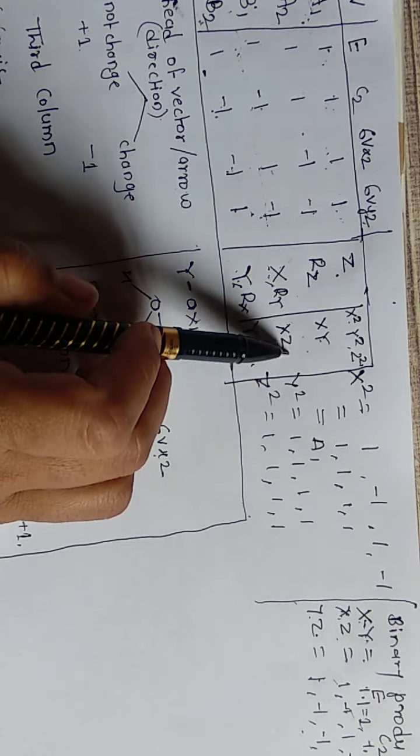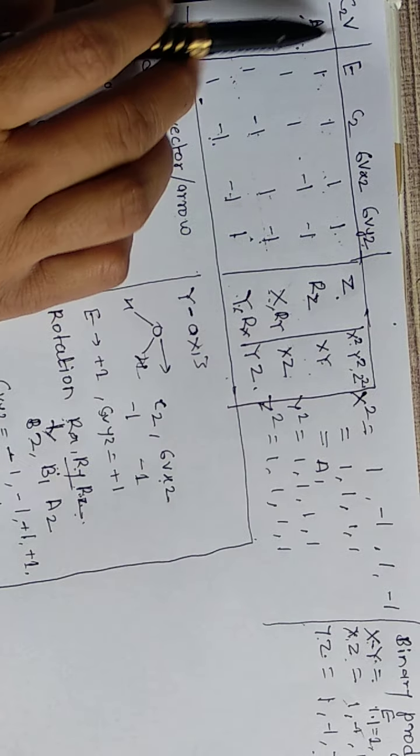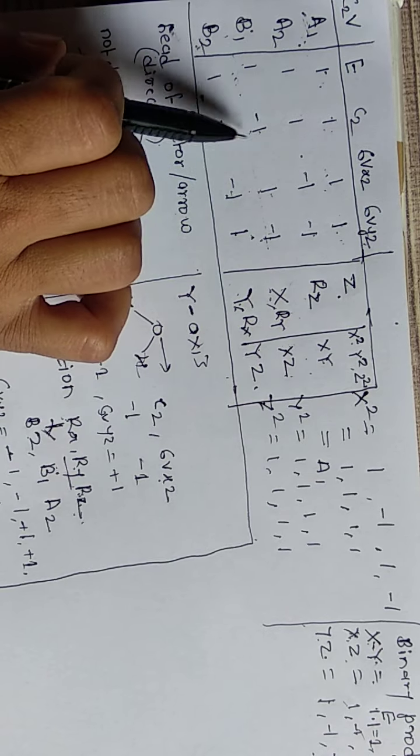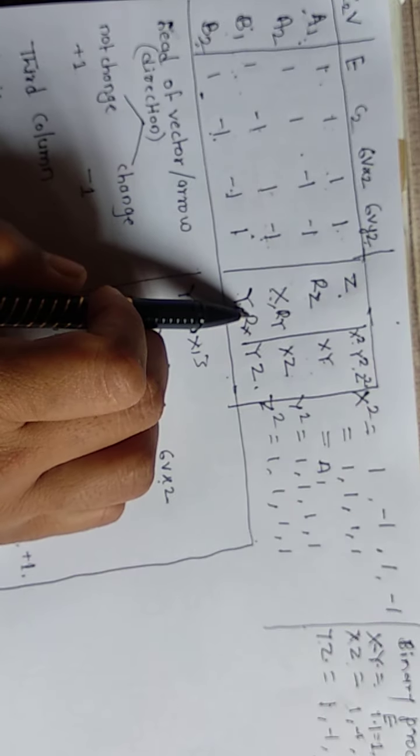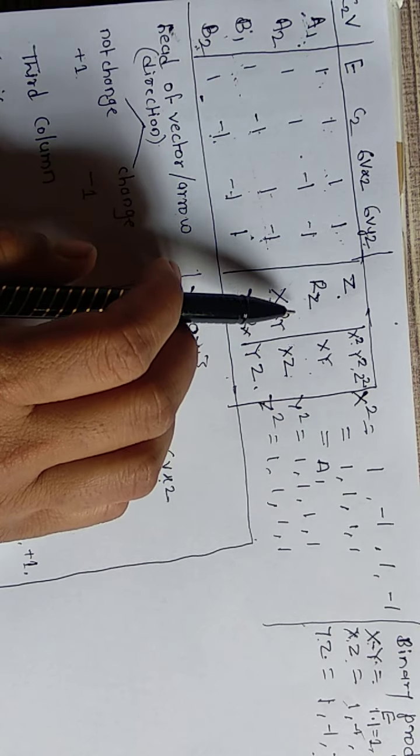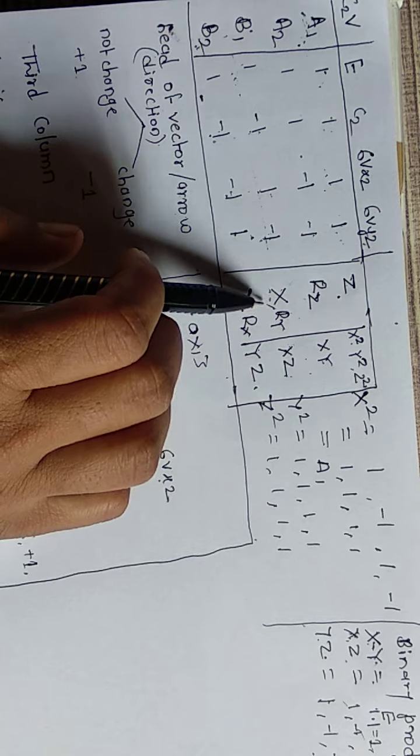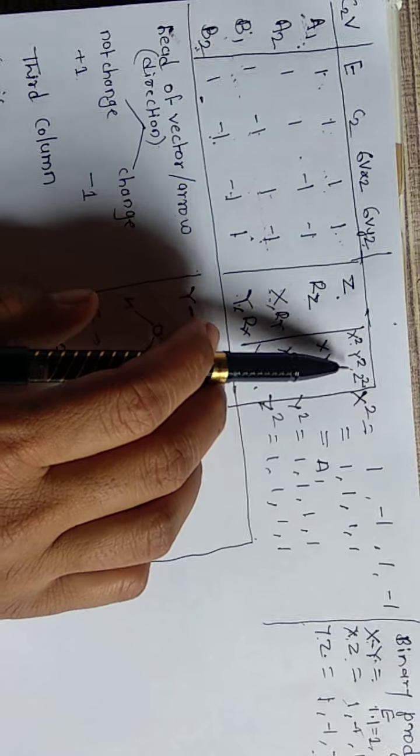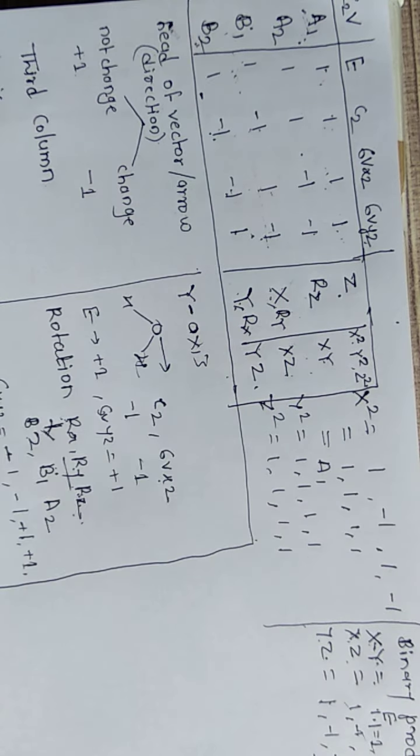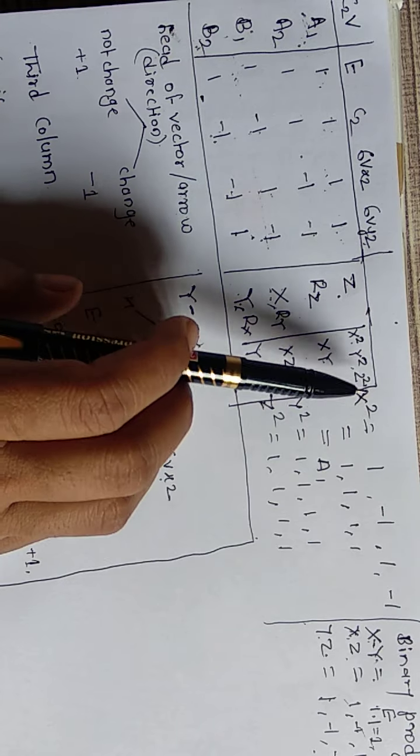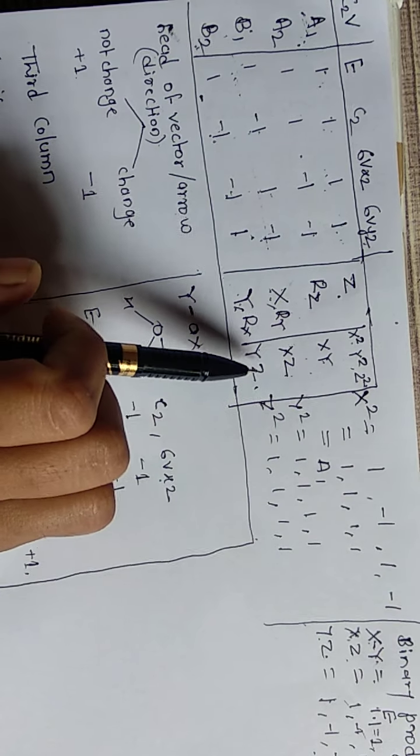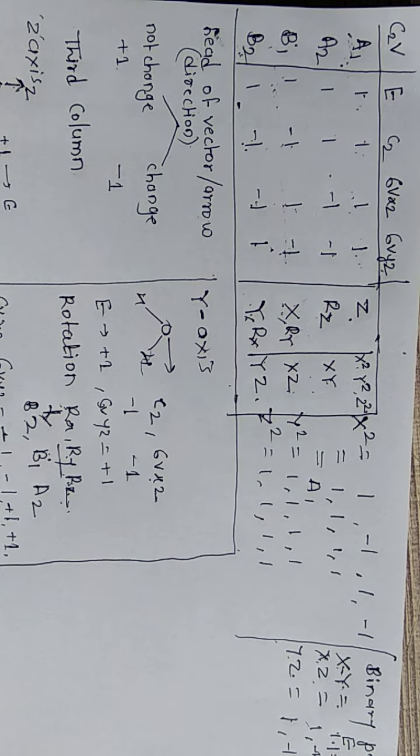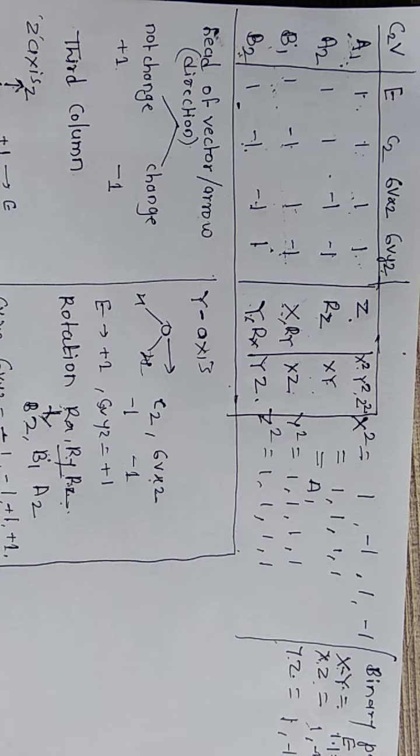This is the third and fourth column of the character table. First column is for the Mulliken symbol, second column for the characters, third column for the Cartesian coordinates, that is the vectors x, y, z, and the rotation axes Rx, Ry, and Rz. And the fourth column is for the squares or the binary products of the Cartesian coordinates, that is x square, y square, z square, and xy, xz, and yz. Today we stop here. In the next lecture we will see the total reducible representation.